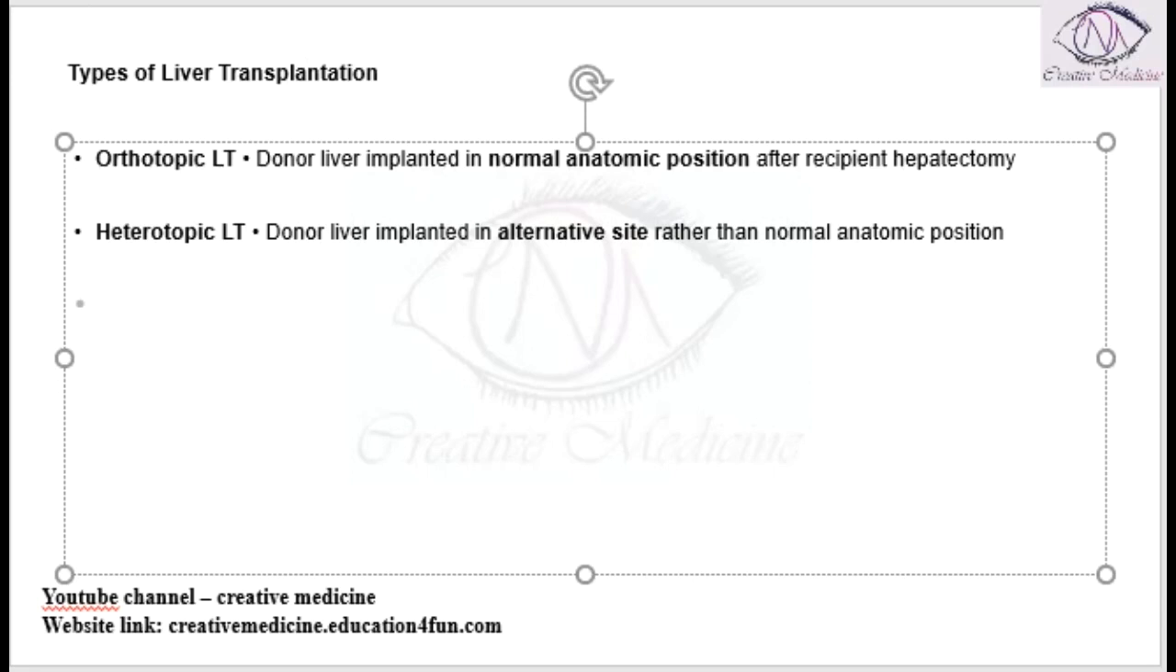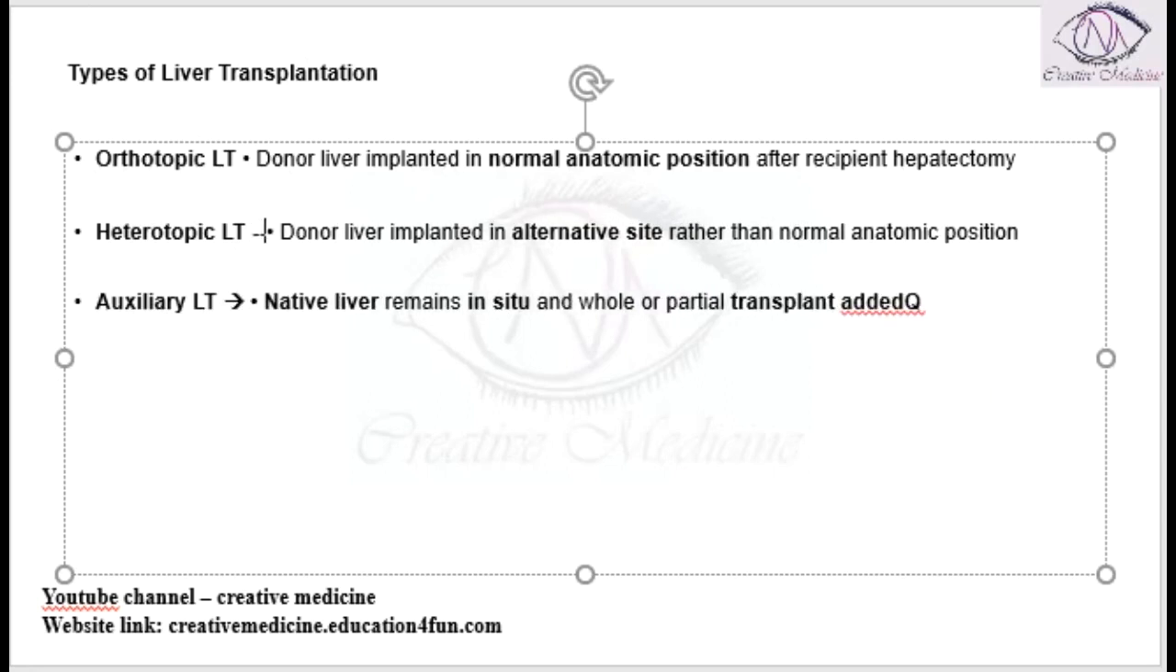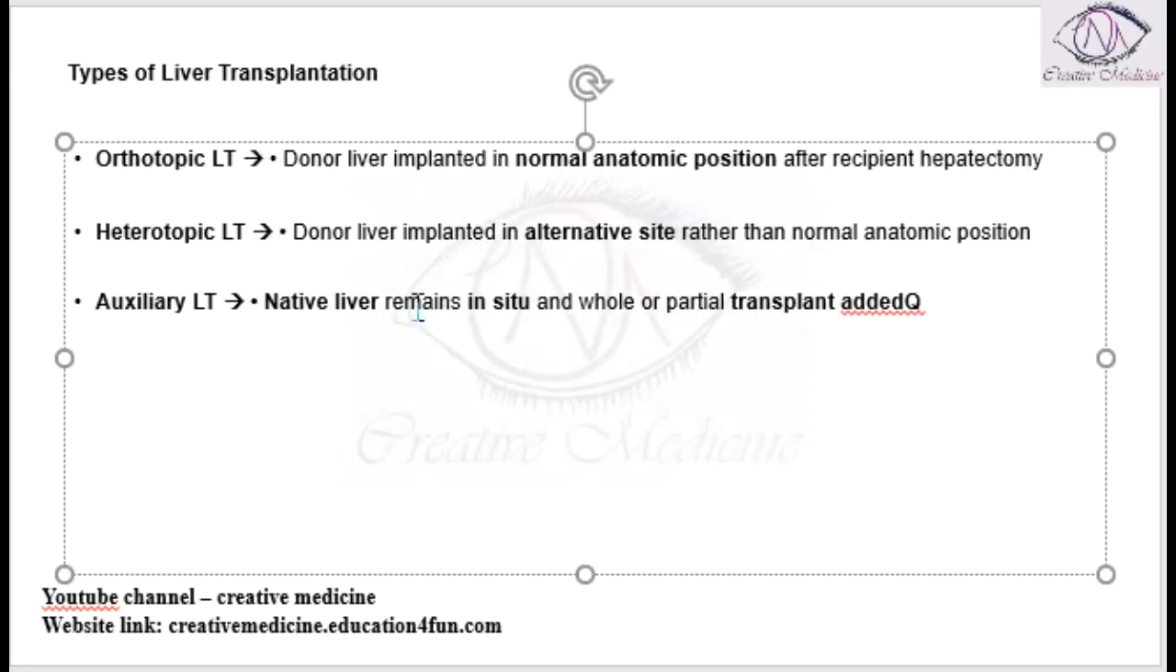Then we have auxiliary liver transplantation. In auxiliary liver transplantation, the native liver, the liver of the patient, will still be present in the patient itself. The liver of the patient is normal and it remains inside the patient only, but a whole or partial transplant is added. You will not do liver resection in auxiliary liver transplantation. Only a new transplant, either whole or partial, is added to the patient.